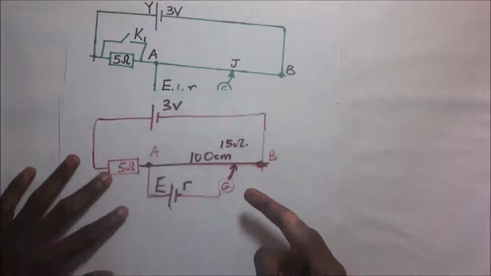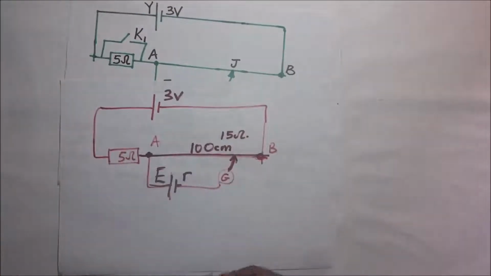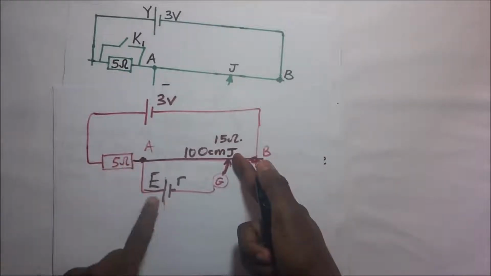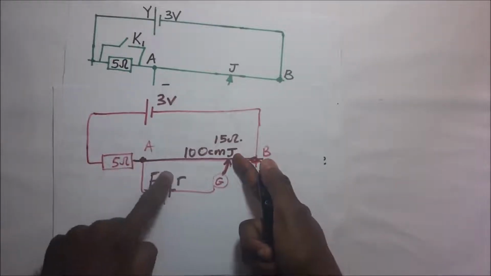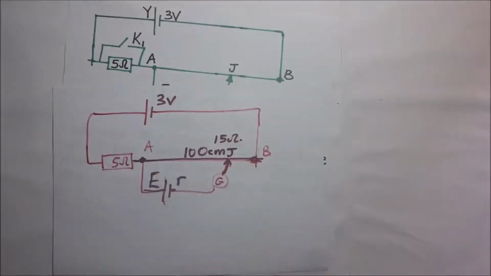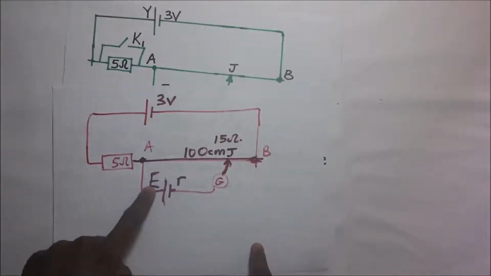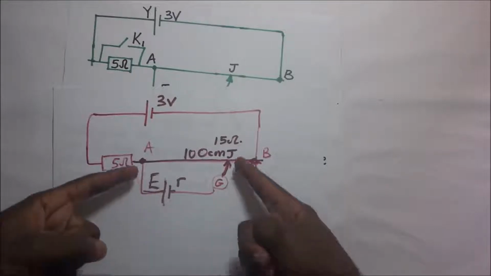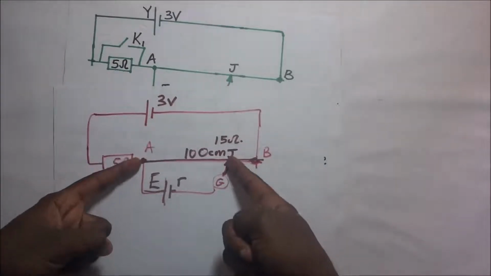In simple terms, if we were to look at the circuit diagram, it means that the potential difference across this AJ is going to be equal to the potential difference across the cell in the secondary circuit. So for us to be able to find the value of E, which is the EMF of the cell in the secondary circuit, we simply have to find the potential difference across that balance length.